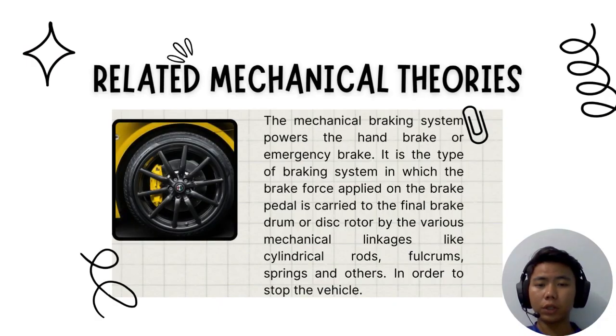So we move on to the related mechanical theories. The mechanical braking system powers the handbrake or emergency brake. It is the type of braking system in which the brake force applied on the brake pedal is carried to the final brake drum or disc rotor by various mechanical linkages like cylindrical rods, fulcrums, springs, and others in order to stop the vehicle.